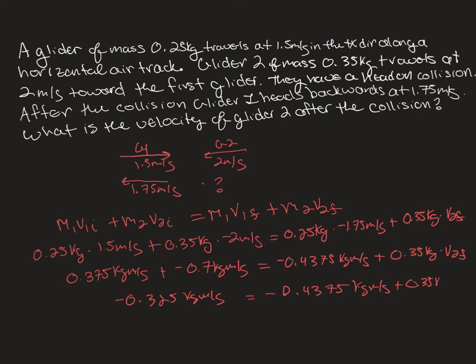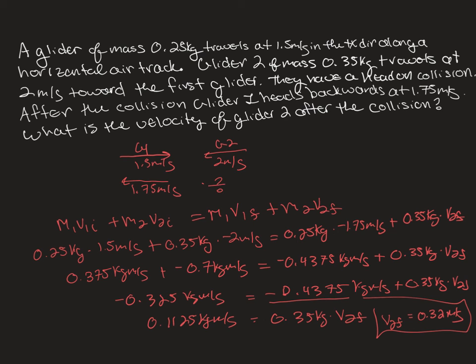All right, so I'm just writing down the other half of my equation. Now I can add this to the other side. So a negative 0.325 plus the 0.4375, and that's going to give me 0.1125 kilogram meter per second. And then I need to divide by the 0.35. So that's giving me a final velocity of 0.32 meters per second, which means that glider 2 is also going to bounce the opposite direction that it was going originally.